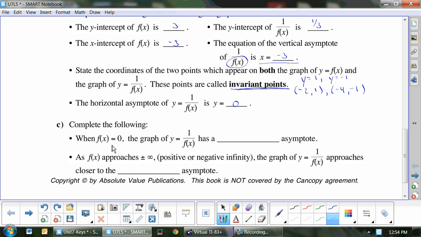So this basically explains it. They say when the function equals 0, aka the x-intercept, the graph of the reciprocal has a vertical asymptote. And then they say, as the graph approaches negative infinity or positive infinity, so as x gets bigger and bigger in either the positive or the negative direction, the graph of the reciprocal gets closer and closer to the horizontal asymptote, aka 0.